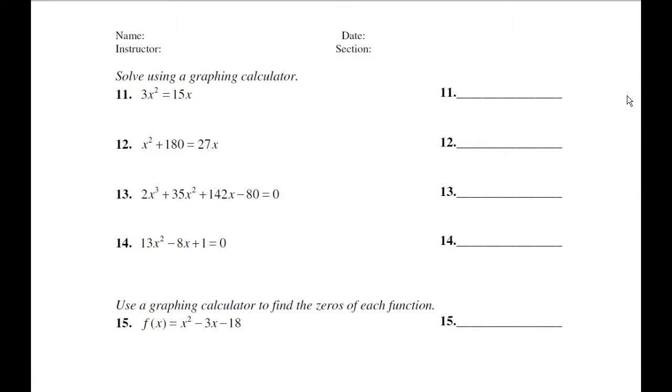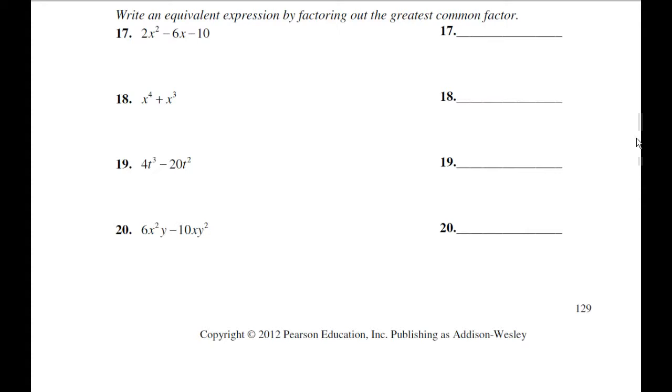Now, for all of these, they're using a graphing calculator, which we don't use. So we will be skipping 11 through 15. We'll show you how to do this manually in a few moments. We'll get back to finding the zeros, which is sort of an exciting thing here, in a little while. Right now, we're going to start doing some factoring.